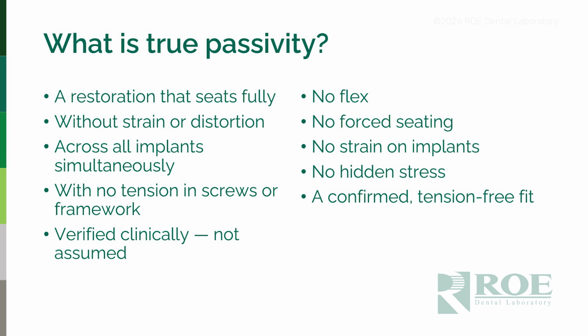Well, essentially, if you've got true passivity, your restoration is going to seat fully down onto the implants with no strain or distortion built into that restoration. So there's not going to be any tension in the screw. Quite often if you go to screw a restoration down and it's not passive, you will feel more tension in one screw than in another. That's not a good sign. And there's not going to be any flex, and you're not going to have to force the restoration down into position.